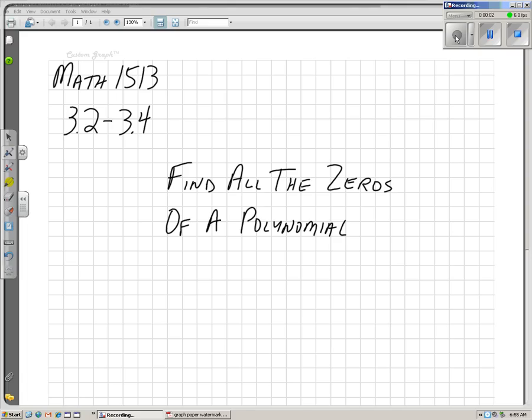Alright guys, this is Northern Oklahoma College Algebra, Math 1513. We're doing a combined lesson on 3-2 through 3-4. So this is find all the zeros of a polynomial, part 2.